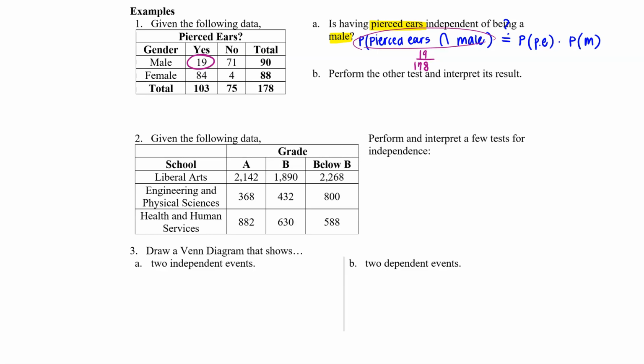Then I'm going to also find the probability of just having pierced ears. There is a total of 103 out of the 178 who have pierced ears. The probability that someone in this survey was male would be 90 out of 178.